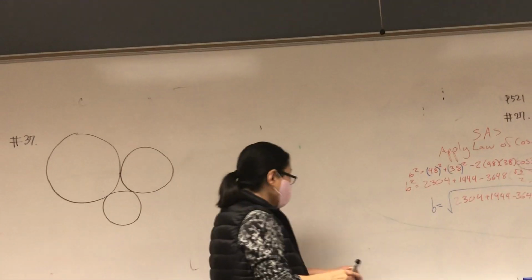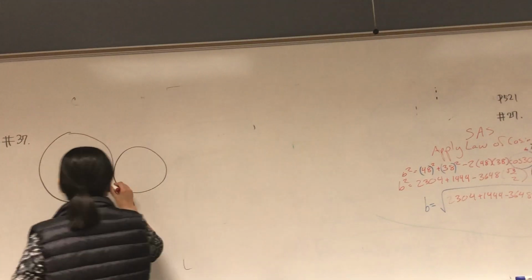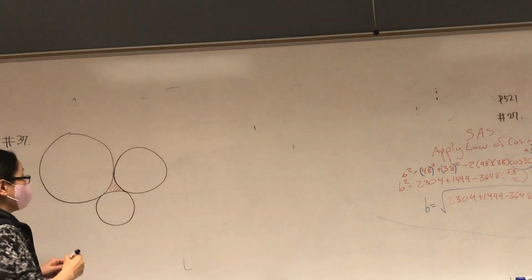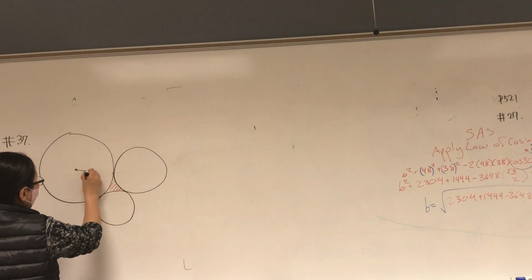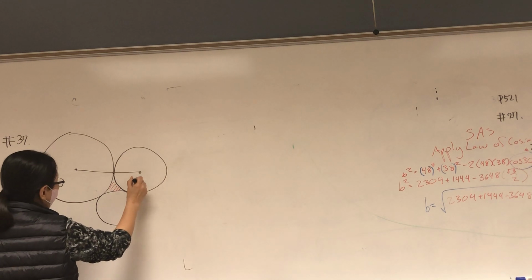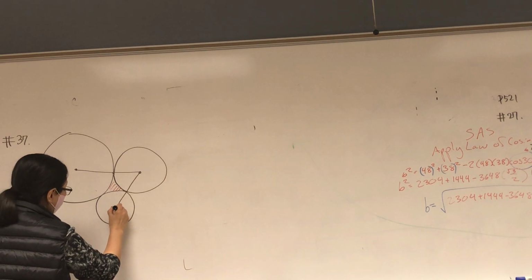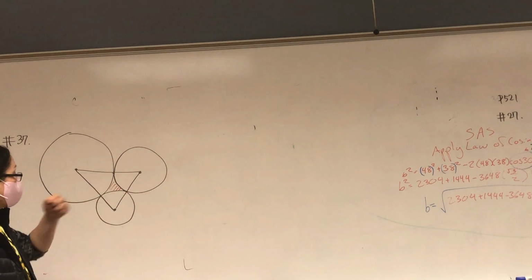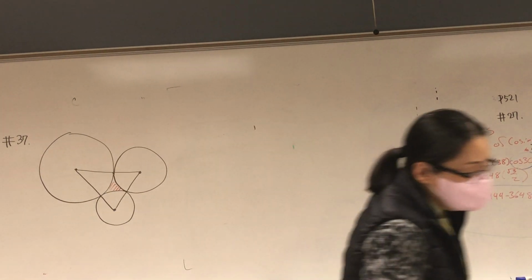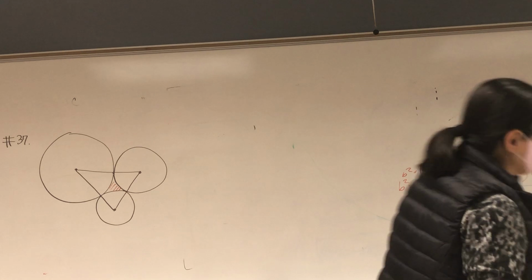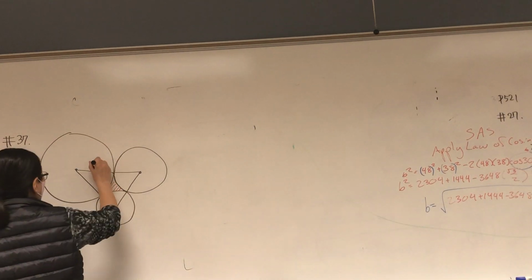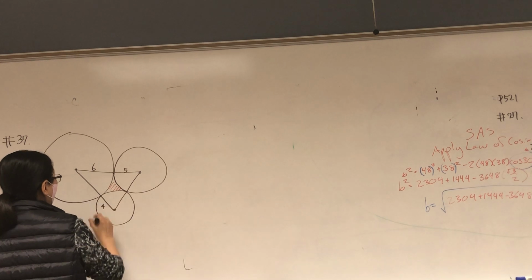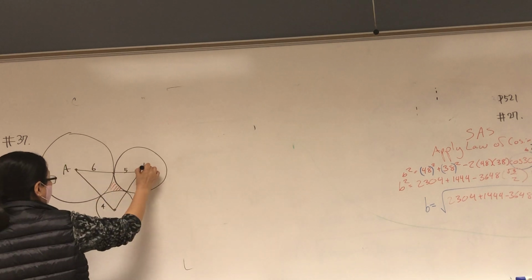We are looking for the area of this. I want to give the guide picture. I know this one: touch, touch, touch. And the radius is 4, 5, 6. So this is 6, this is 5, this is 4. Let's say this is A, B, C.